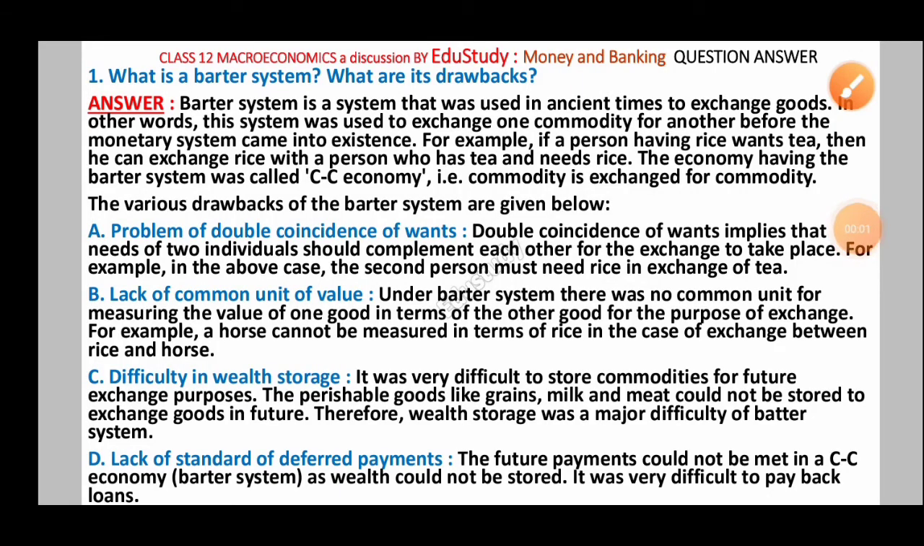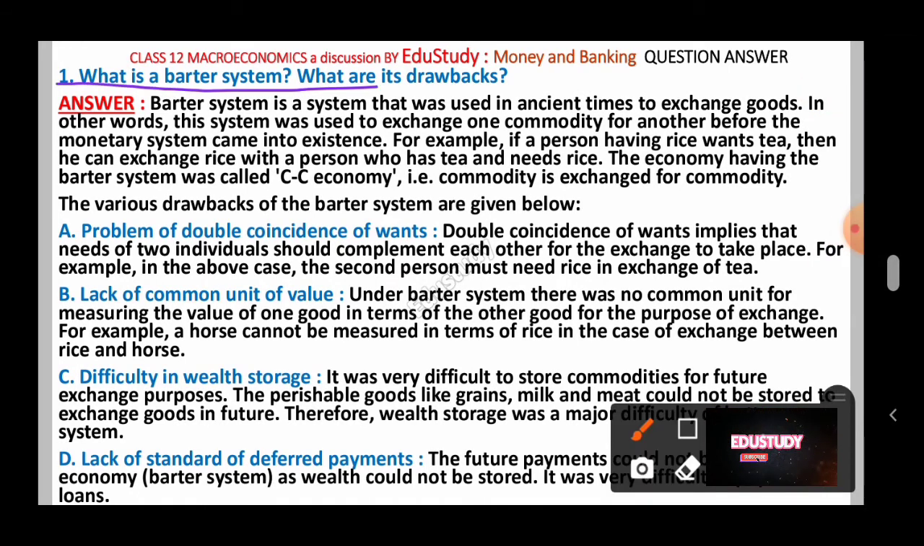So let's come to the first question. This is the first question of your exercise. First question is, what is a barter system? What are its drawbacks? So you have to define the barter system here, and its drawbacks, that means disadvantages of the barter system, should be explained here.